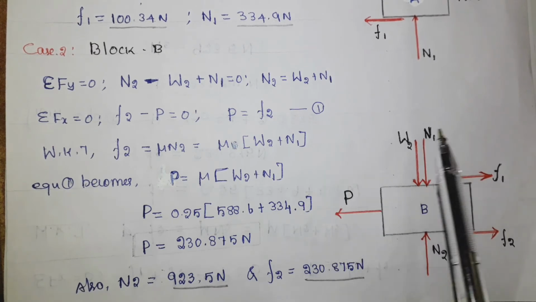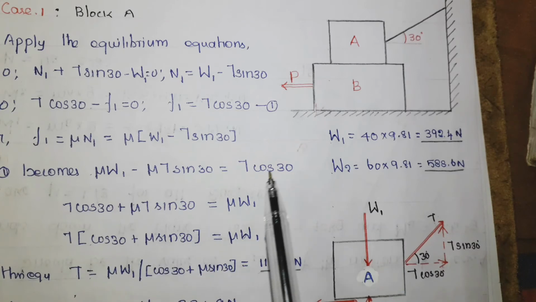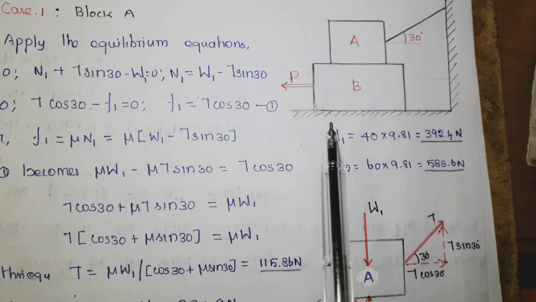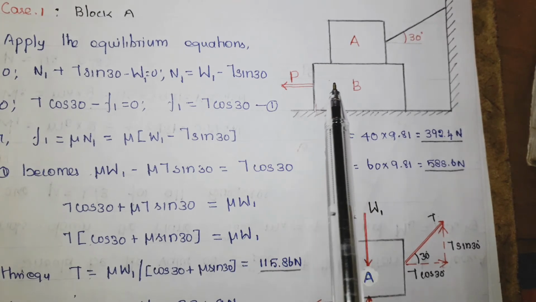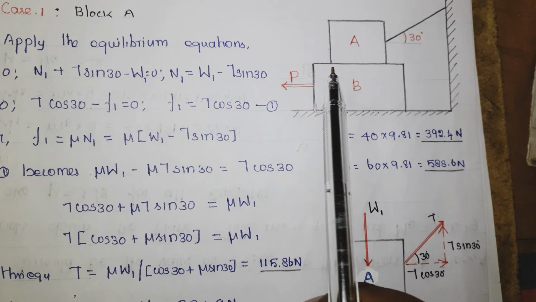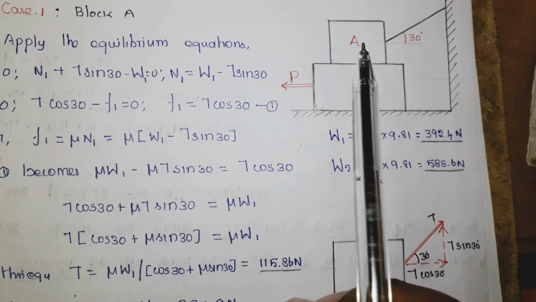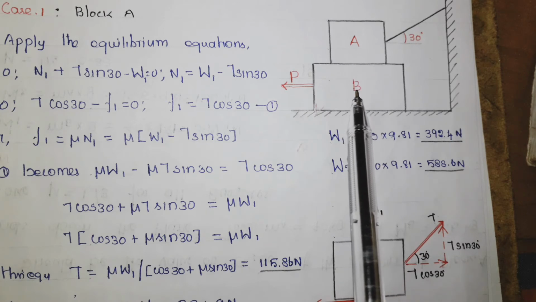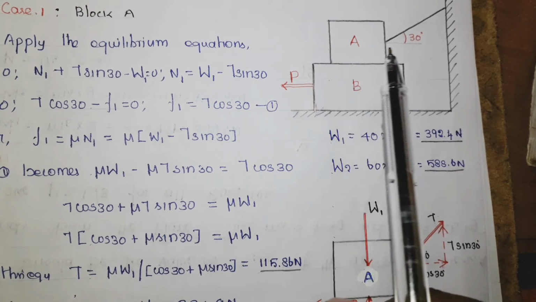Now let us go and draw the free body diagram for this one. So here is the block B. Now there should be a weight for this block, which is nothing but W2. Then there is a relationship between these two blocks at this point. So there will be a reaction by the block A to the block B. That's nothing but N1. So there are two forces at this area.